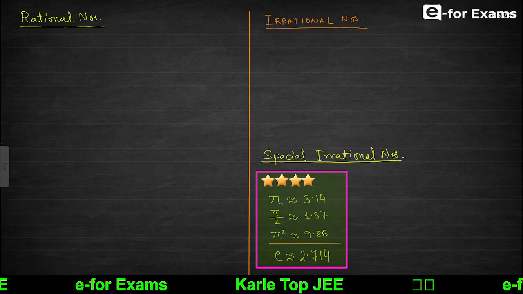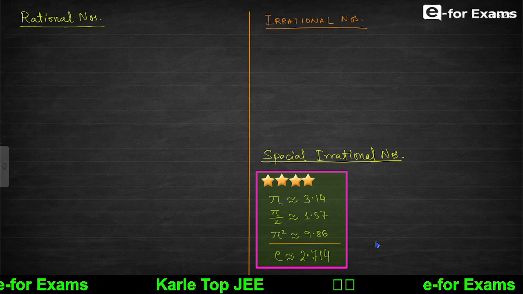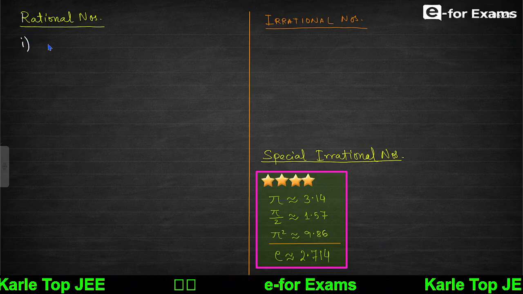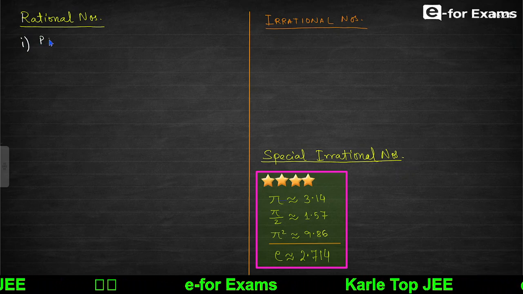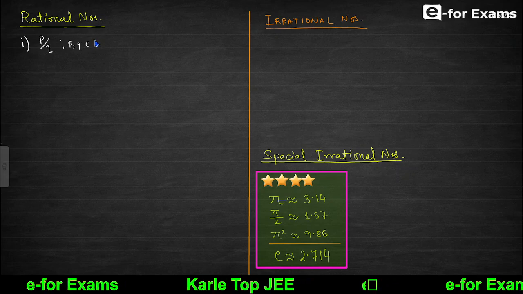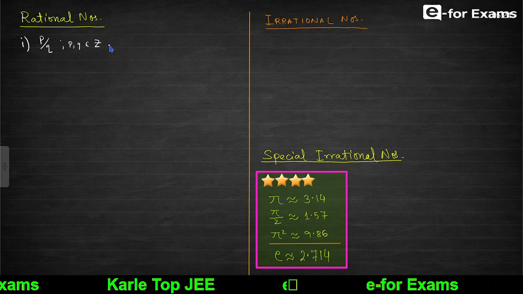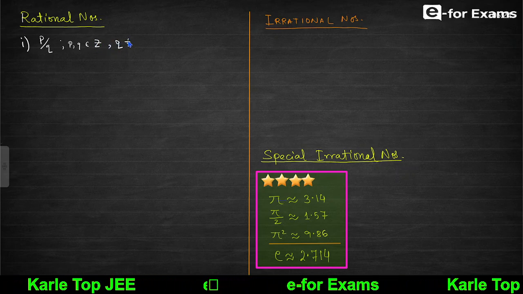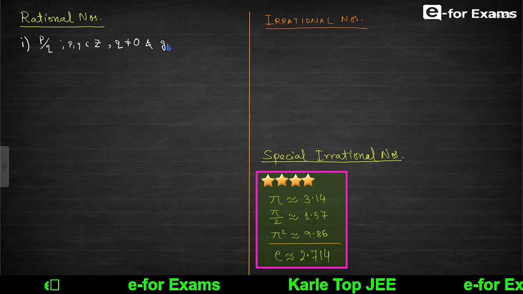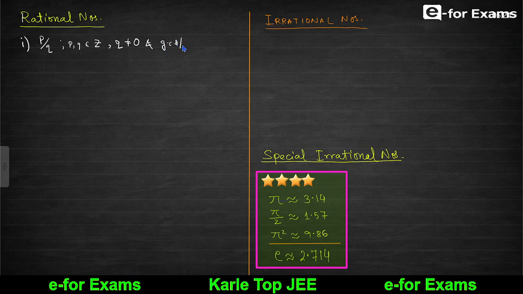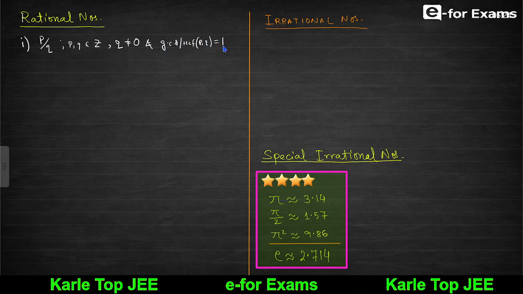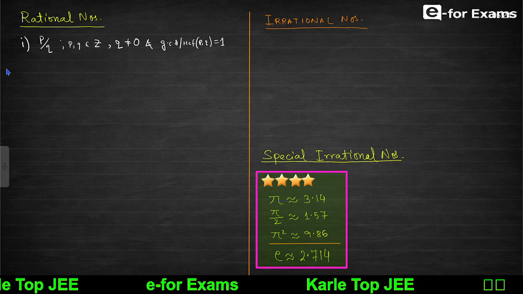Next is rational numbers. In lower classes up to 8, we define a rational number as p by q, where p and q belong to integers and q does not equal 0, and the gcd or HCF of p and q equals 1, right?